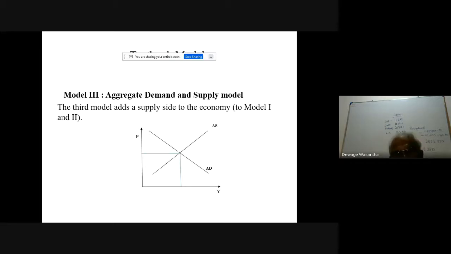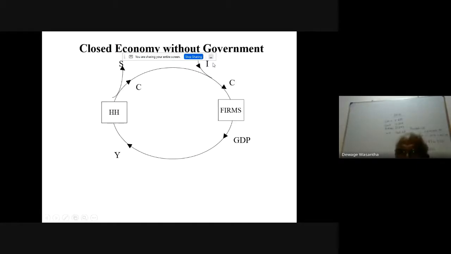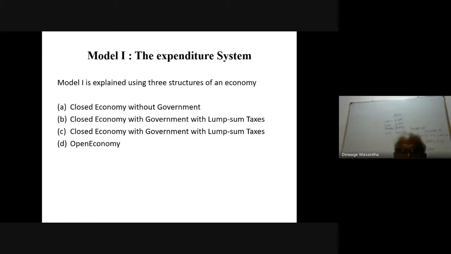Now we are going to discuss Model 1. Model 1 is a closed economy without government. Model 1 is explained using three structures of an economy, so that we can understand these models. You are familiar with the closed economy without government: households and firms. Then you have GDP equals C plus I.